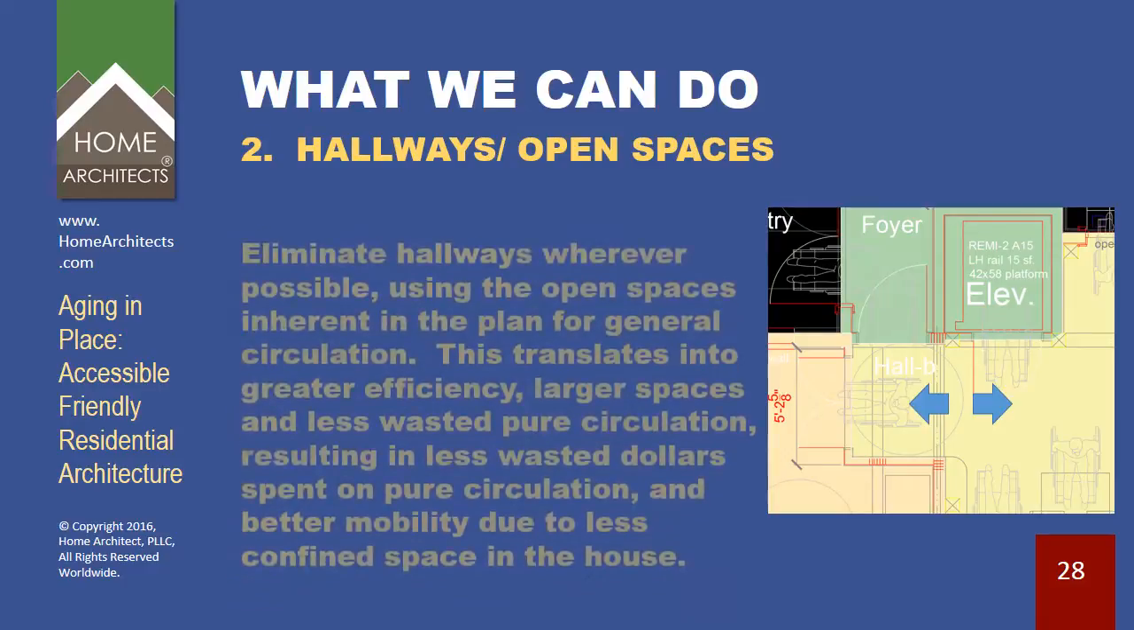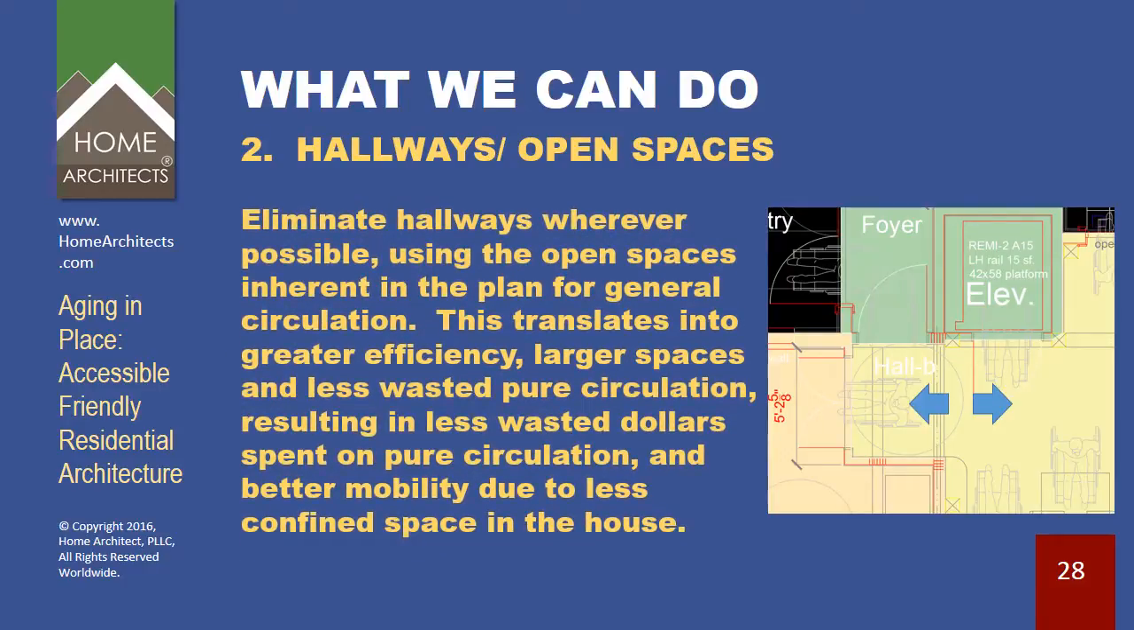2. Hallways and open spaces. Eliminate hallways wherever possible using the open spaces inherent in the plan for general circulation. This translates into greater efficiency, larger spaces, and less wasted pure circulation, resulting in less wasted dollars spent on pure circulation and better mobility due to less confined space in the house. The cost is actually less than using conventional hallways because you have less partitions.